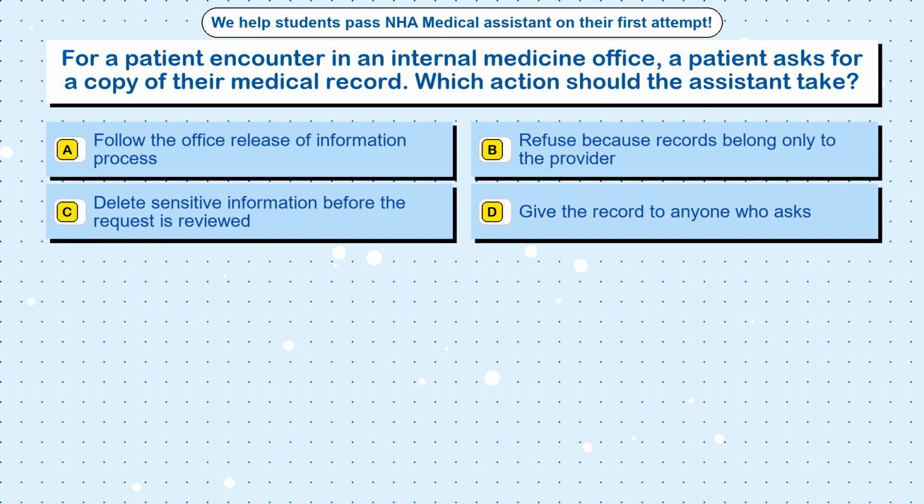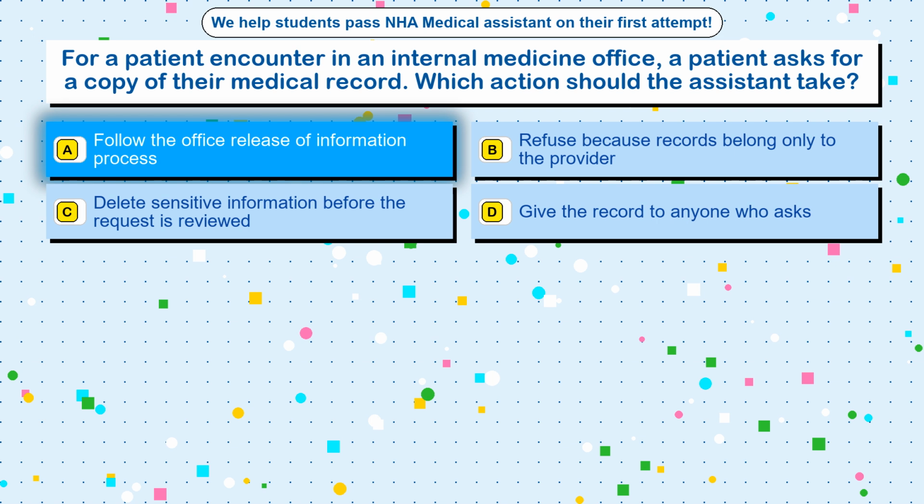Question 37. For a patient encounter in an internal medicine office, a patient asks for a copy of their medical record. Which action should the assistant take? Option A. Follow the office release of information process. Option B. Refuse because records belong only to the provider. Option C. Delete sensitive information before the request is reviewed. Option D. Give the record to anyone who asks. The correct answer is option A.